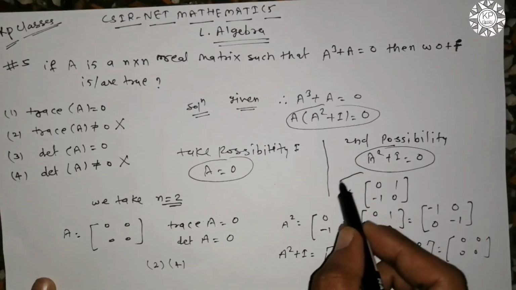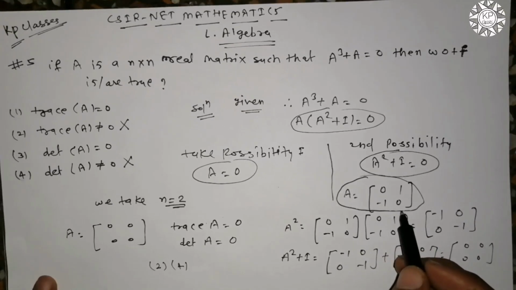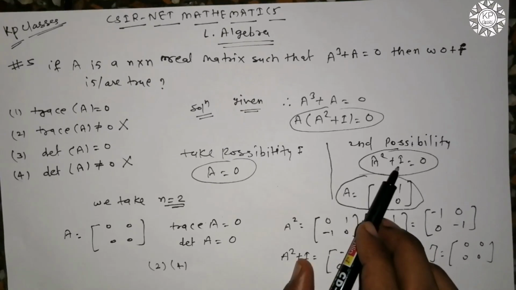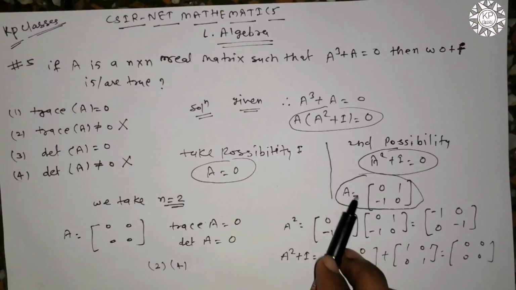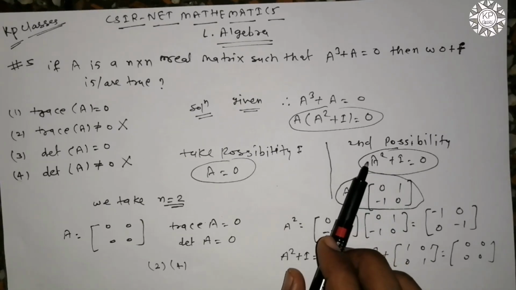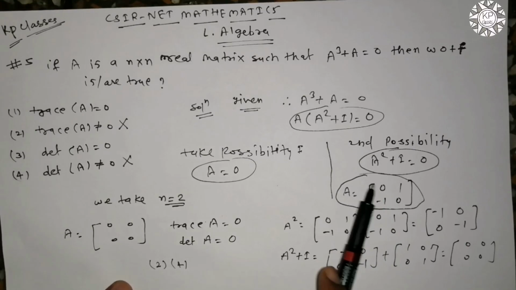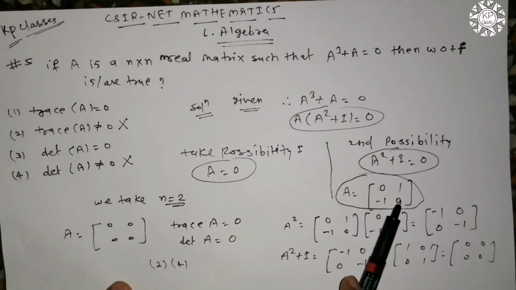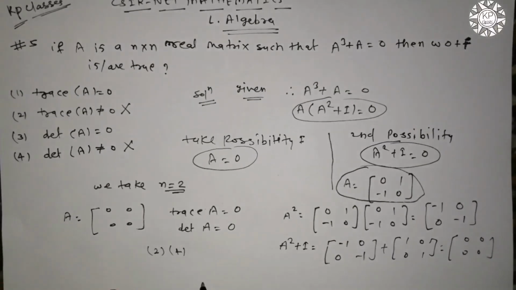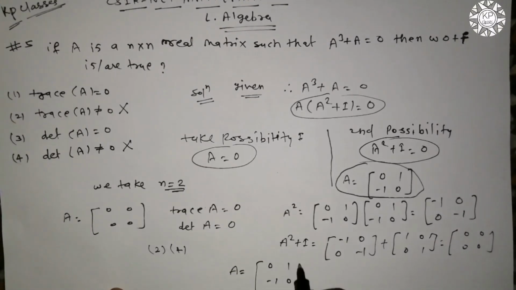This means this matrix satisfies the equation, so we can take A equals 0 1, minus 1 0. The matrix 0 1, minus 1 0 satisfies A square plus identity equals 0. Check this. Okay, so we can take A equals 0 1, minus 1 0 for the second possibility.